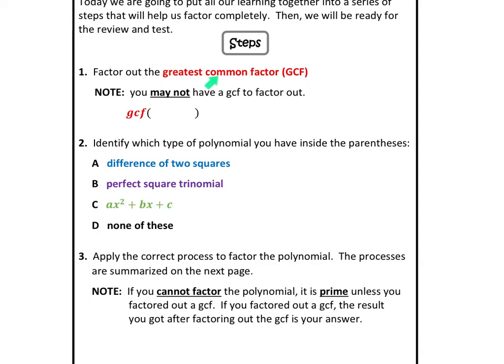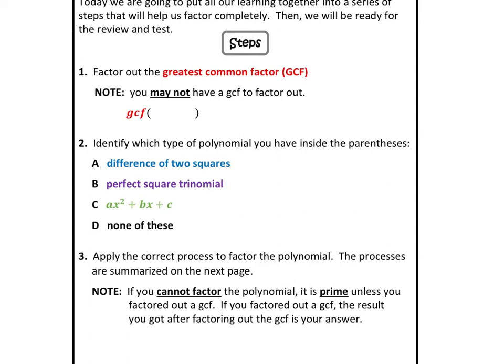And when we're factoring out the GCF, if we figure out what it is, remember we put the GCF in the front of the parentheses, and then we start dividing and seeing what we get, and we put that inside the parentheses. And keep in mind, if you do find a GCF and you take it out, then the answer is not prime.